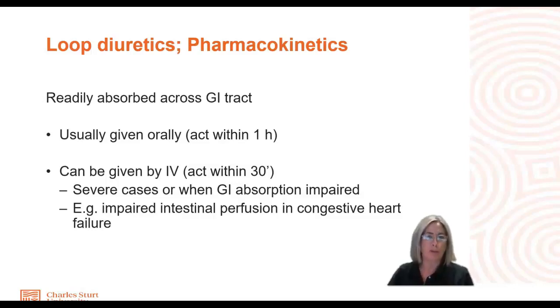So you wouldn't be able to give an oral tablet in that case, so then a person might be given it IV. For example, impaired intestinal perfusion, so if there's a lack of blood flow to the intestines, in congestive heart failure. And the reason you would be giving the loop diuretic to begin with is to treat the congestive heart failure. But if you've got impaired intestinal perfusion, that's why you'd need to be giving it IV mode instead.